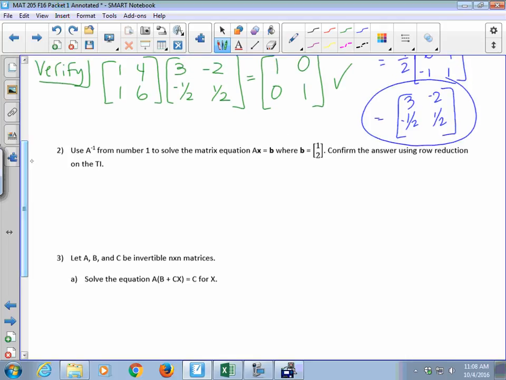Okay, so A is the 1, 4, 1, 6. So I'm solving 1, 1, 4, 6. X is a vector because it's bold, and B is the vector 1, 2 that was given. What do the dimensions of that vector x have to be? Yeah, 2 by 1. So think about the dimensions on this guy are 2 by 2. The result is 2 by 1.